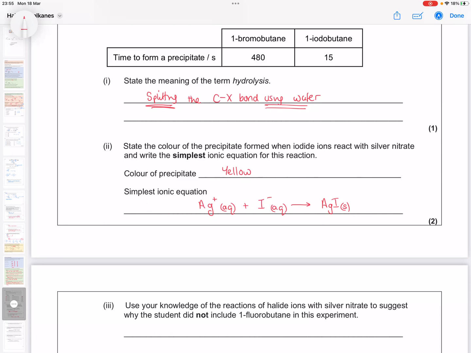Obviously the colour of the precipitate is different, cream in the case of the bromide and white in the case of the chloride. Remember though that we can't do this with the fluoride because silver fluoride is soluble in water. So just as a bit of an aside, silver ions plus fluoride ions goes to silver fluoride that's also aqueous. There's no precipitate.